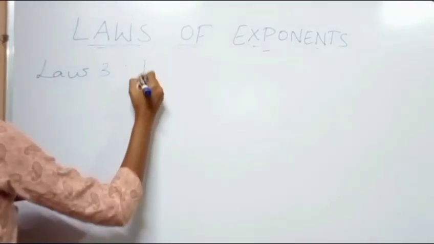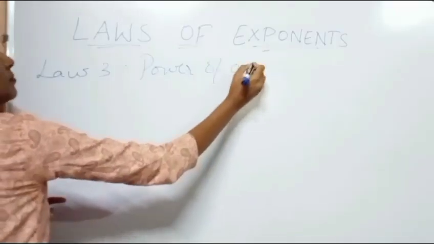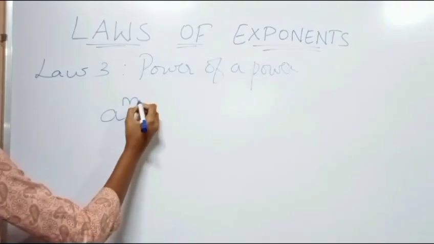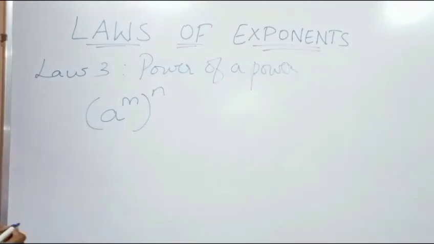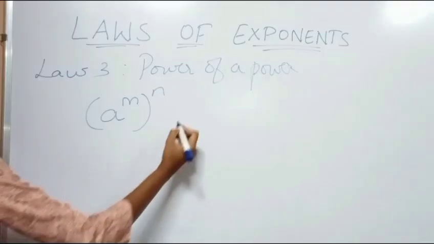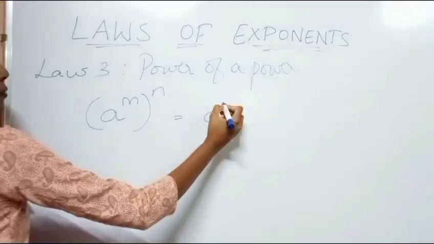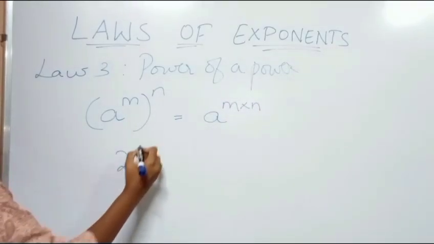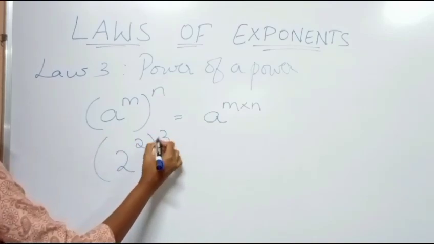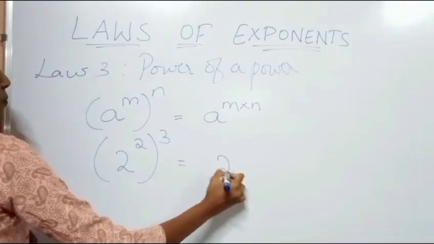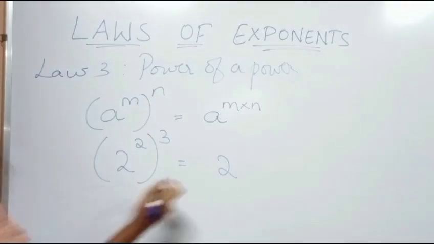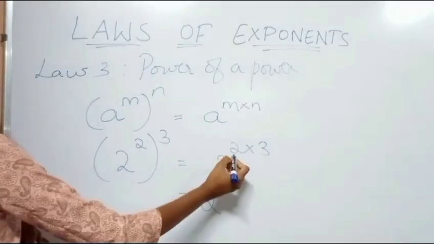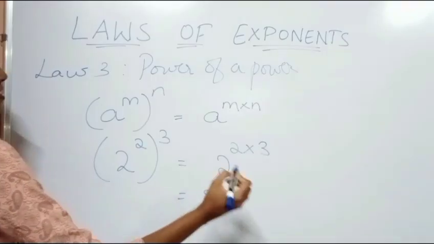The third law is power of a power. The formula here is a raised to the power of m, the whole raised to the power of n. Here you have to multiply the exponents. Keep the base as it is, then multiply m into n. Example, 2 to the power of 2, the whole raised to the power of 3. Keep the base as it is, 2. Then multiply the exponents, 2 into 3. 2 3s are 6. So, your exponent is 6.